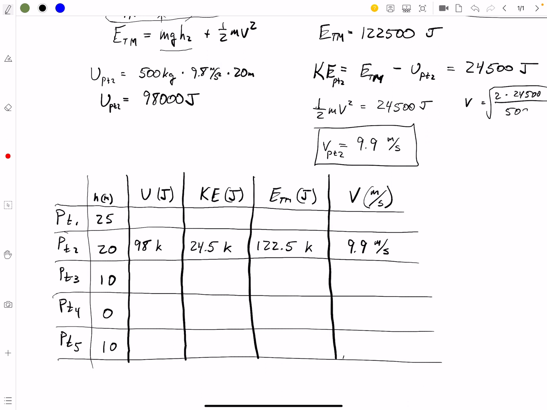So we've done one. Let's do point 1. We don't even have to go up and look. We know that it's all potential energy, so we're at 122.5 kilojoules. Our kinetic energy, of course, is 0. And then our total mechanical energy, which hopefully will always stay the same since we're not doing friction. And our velocity is 0, since we still need that chain to pull us along till we start rolling.